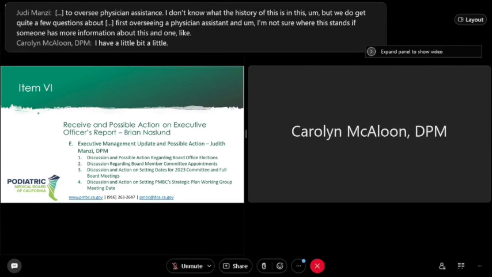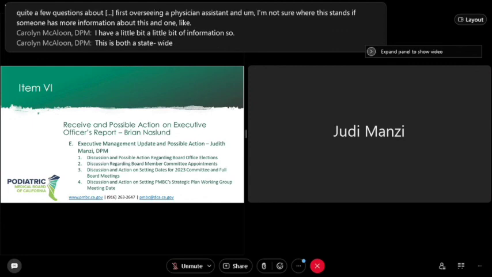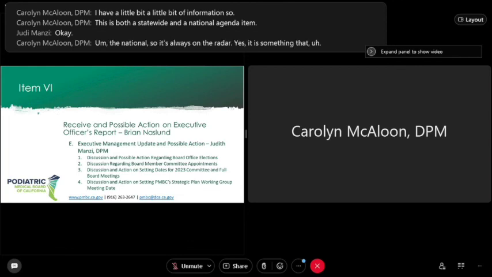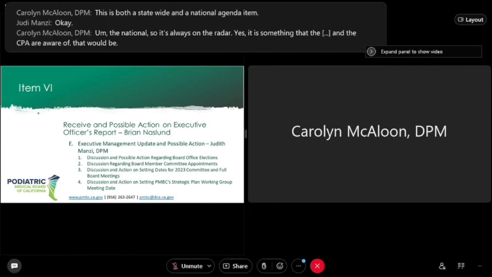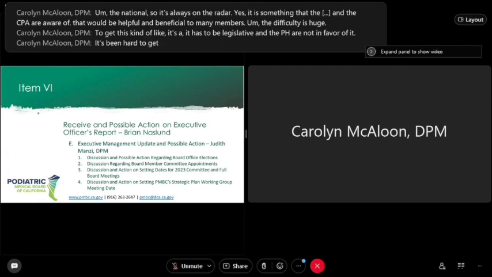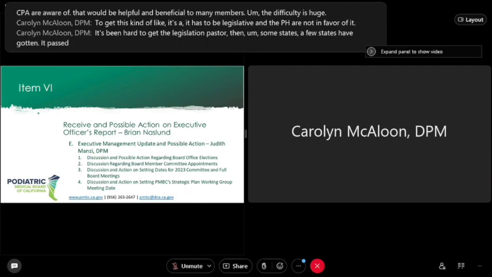So this is both a statewide and a national agenda item. The national, so it is on the radar. Yes, it is something that the APMA and the CPMA are aware of that would be helpful and beneficial to many members. The difficulty is it has to be legislative, and the PAs are not in favor of it. So it's been hard to get the legislation passed. A few states have gotten it passed, but on the national level and the California level, the PAs are not in support.